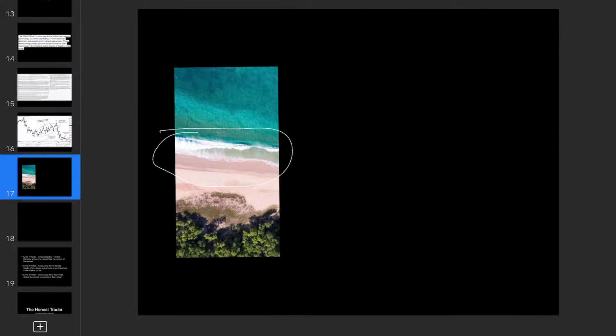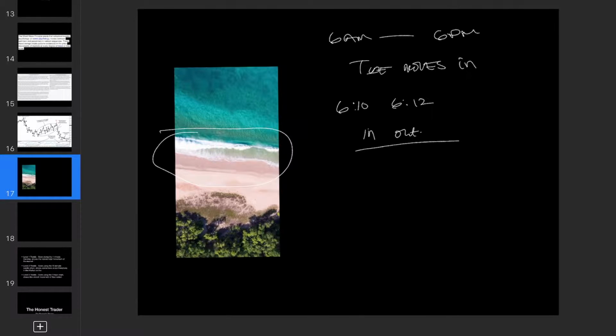So you could say that from, let's say, 6 a.m. to 6 p.m., the tide's going to come in. From 6 a.m. to 6 p.m., the tide is going to move in, right? That's the general trend. However, if you said from 6:10 to 6:12, what's happening to the tide? It's just moving in and out normally, right? In and out, no general trend, just in and out.